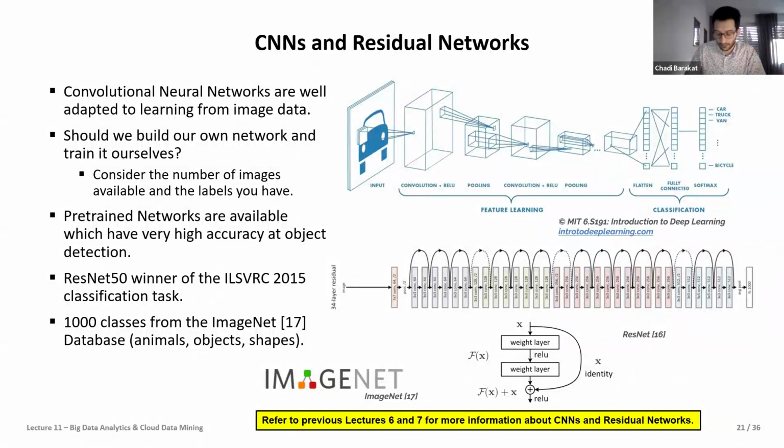One such example is given here, which is the ResNet, which is short for residual network. And ResNet 50, for example, is the model that won the ILSVRC, which is the image classification task for 2015.